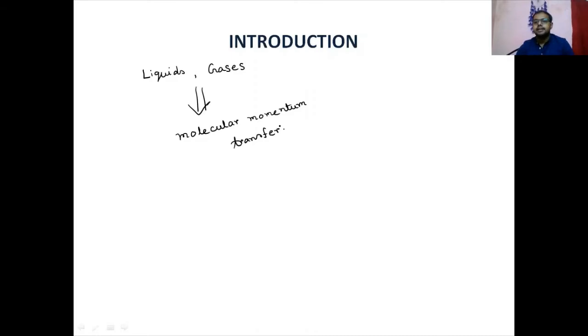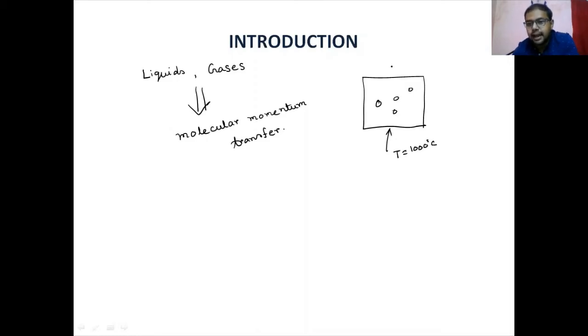So one molecule gets excited and transfers its momentum to the other molecule during an elastic collision. Let us take the case of a gas. In a gas chamber, if you consider the kinetic theory of gases, there are an enormous number of molecules. Now on this side I am applying heat, keeping a very high temperature here, and on that side there is ambient temperature.